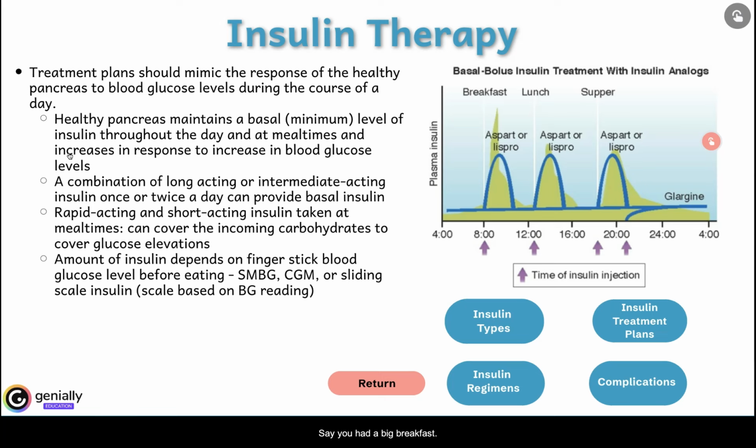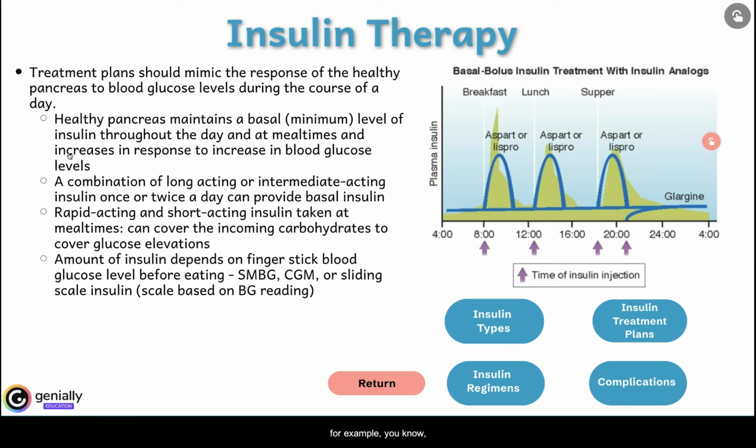Say you had a big breakfast, so what happens to the glucose in your blood? It increases, right? And if the blood glucose increases, your pancreas is going to release insulin. We mentioned this when we talked about glucose regulation. The insulin is then transported to the liver, muscle and adipose tissues, and so the glucose comes out of your blood. Then the glucose levels in your blood decrease.